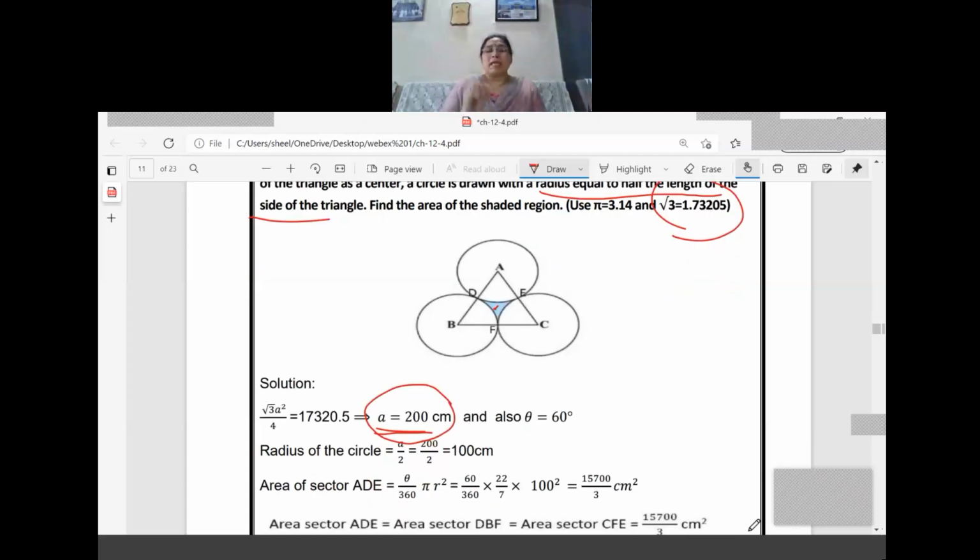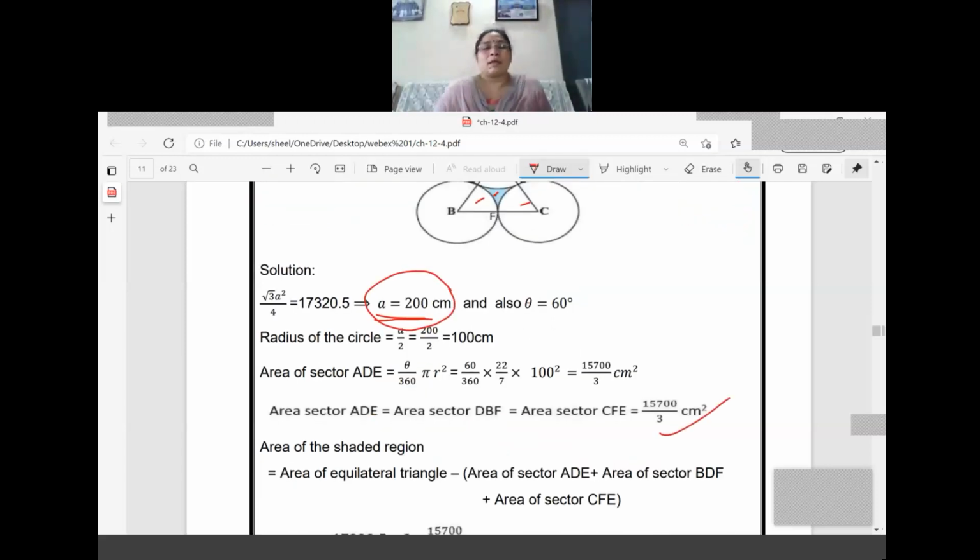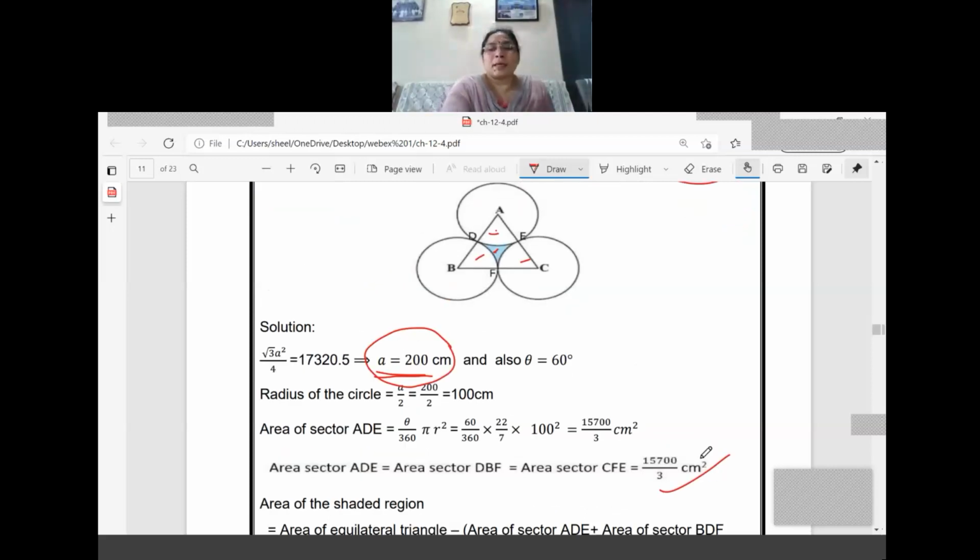Now what is the next one? The area of the sector ADE. See the diagram. Area of the sector ADE, next area of the sector BDF, next CFE. All three are sectors formed with the central angle theta of 60 degree only, and the radius is 100 only. So you can know that all three sector areas are equal. We calculate by which formula? Theta by 360 into pi r square. So it is 15700 by 3 centimeter square only. So all three sector values we have calculated.